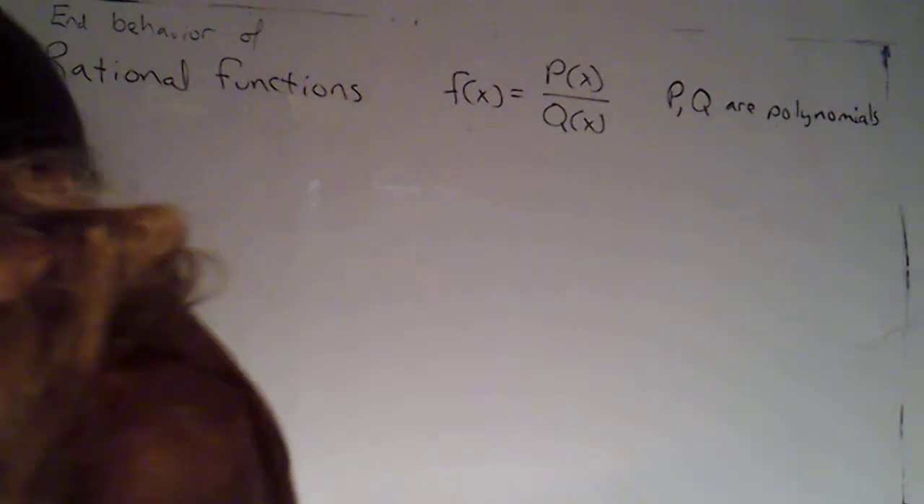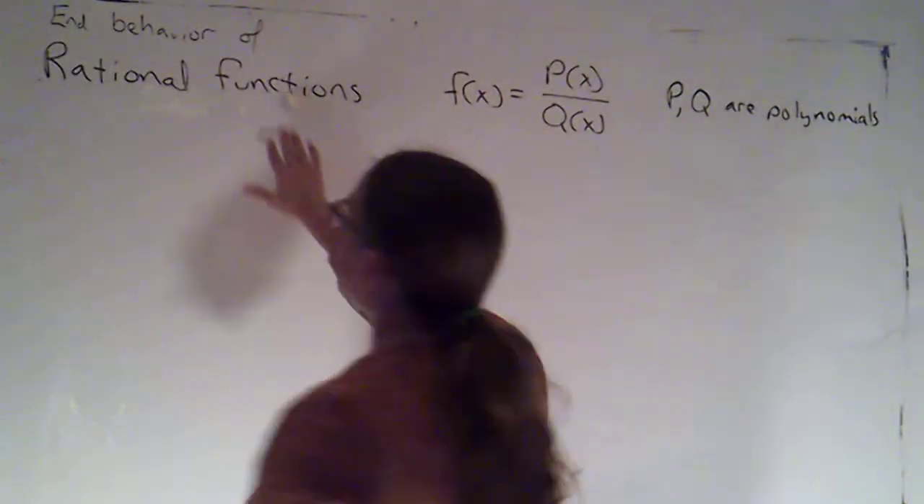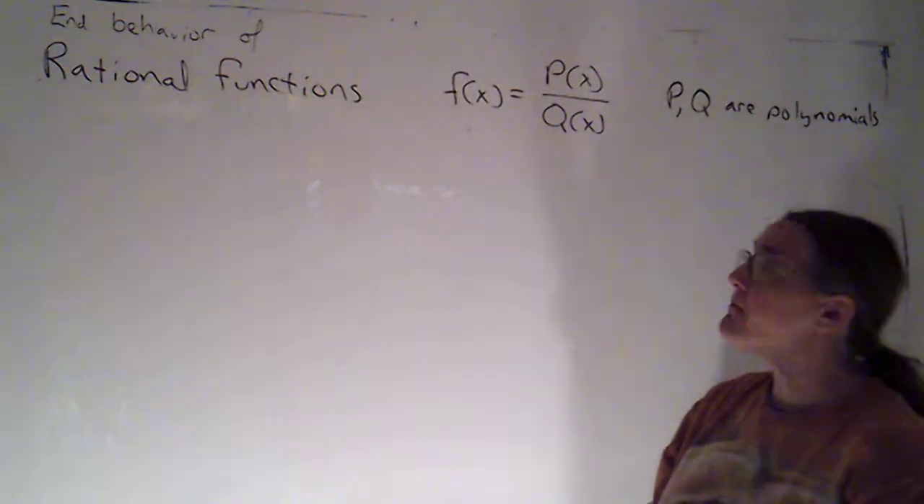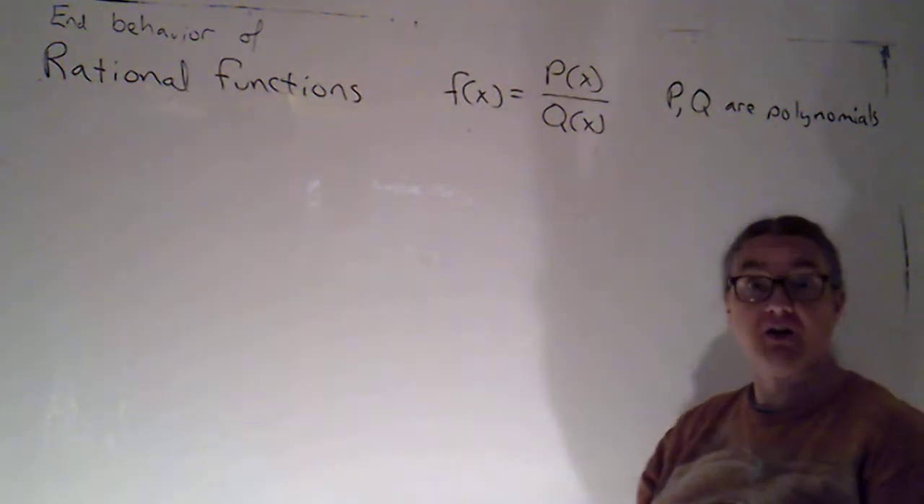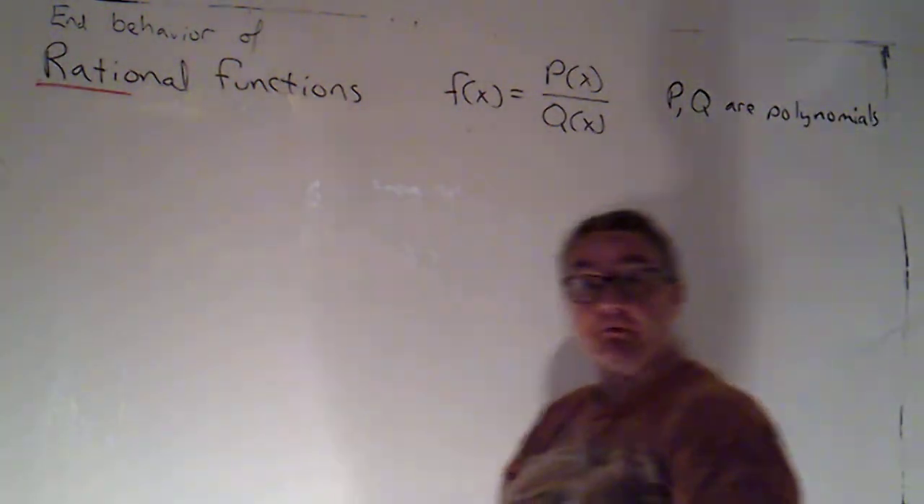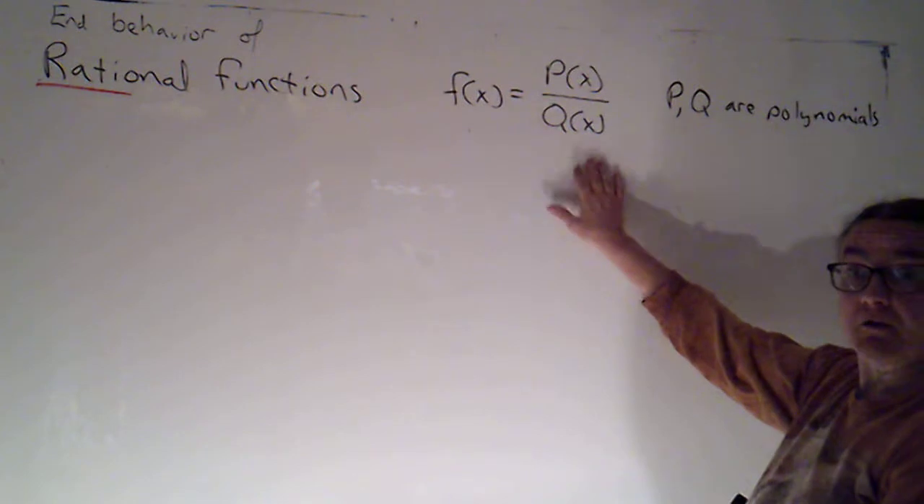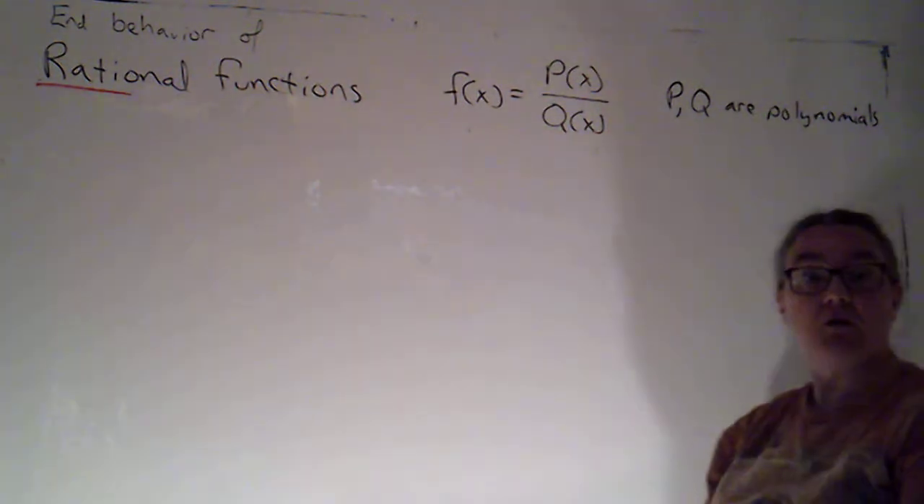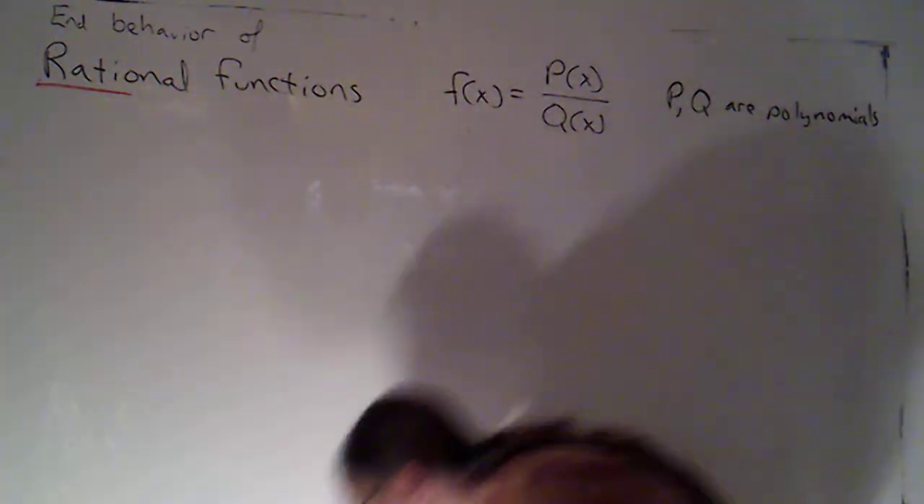In this video, we're going to start taking a look at the end behavior of rational functions. So I start out here just reminding you what a rational function is. A rational function is a ratio or a fraction of two polynomials. So it's going to have the form p of x over q of x, where p and q are polynomials.